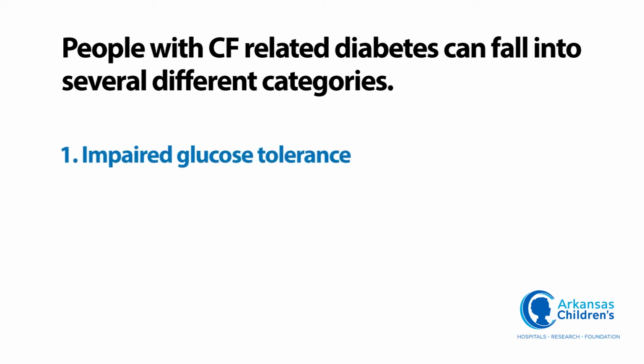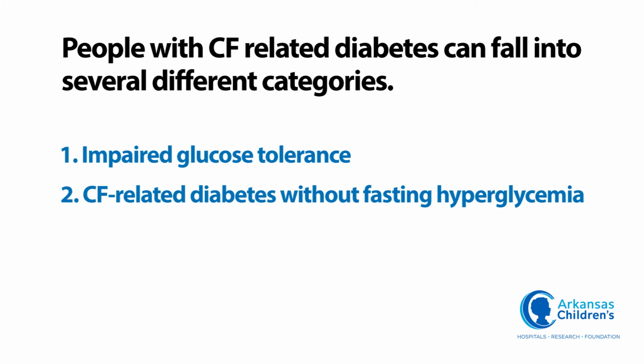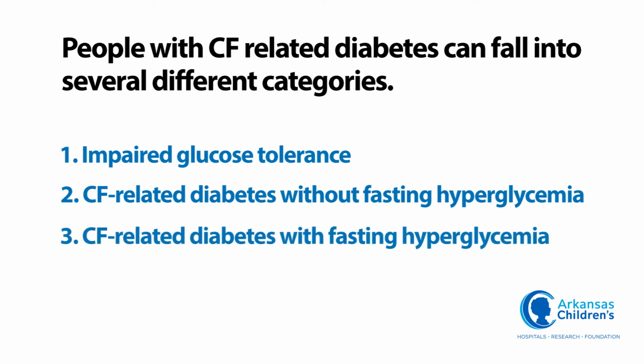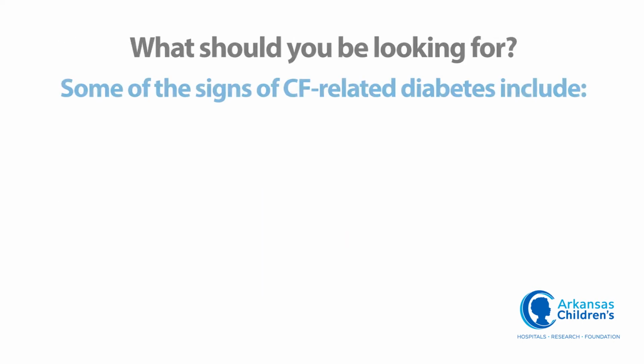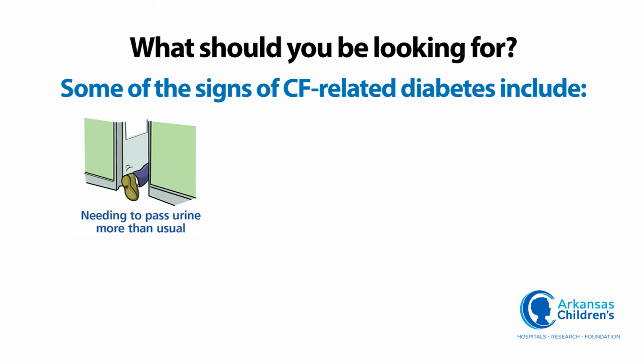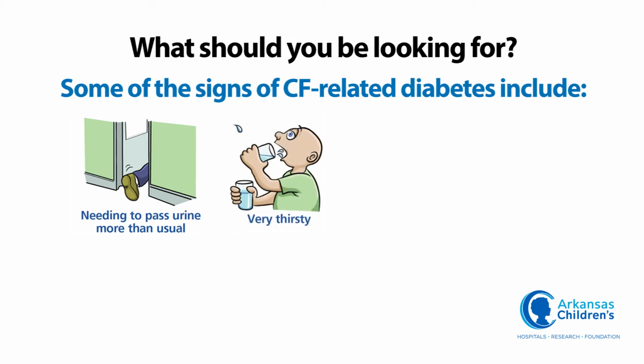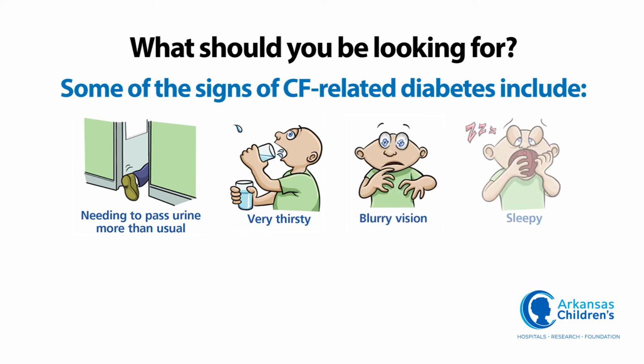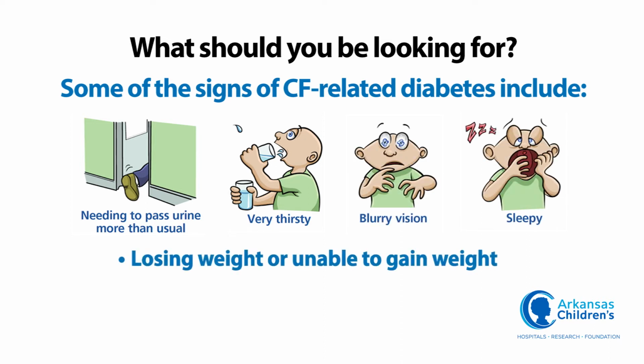1, impaired glucose tolerance. 2, CF-related diabetes without fasting hyperglycemia. And 3, CF-related diabetes with fasting hyperglycemia. What should you be looking for? Some of the signs of CF-related diabetes include polyuria, which is increased urination, polydipsia, which is increased thirst. Other symptoms include blurry vision, drowsiness, losing weight, or being unable to gain weight. And finally, decreased lung function.